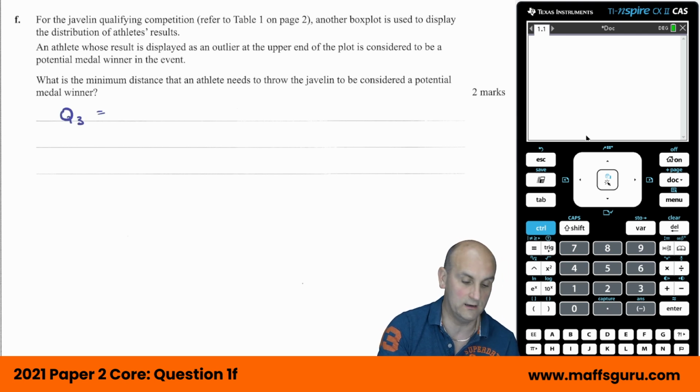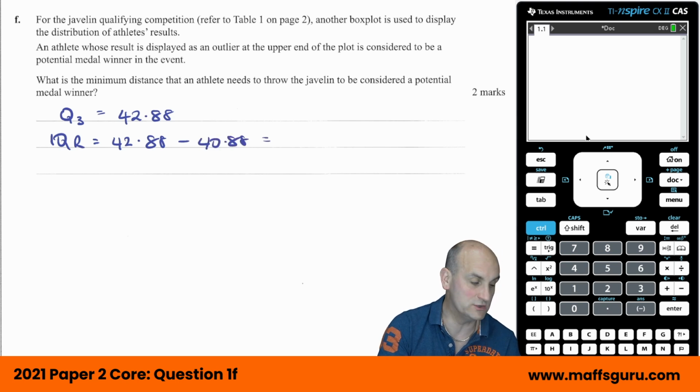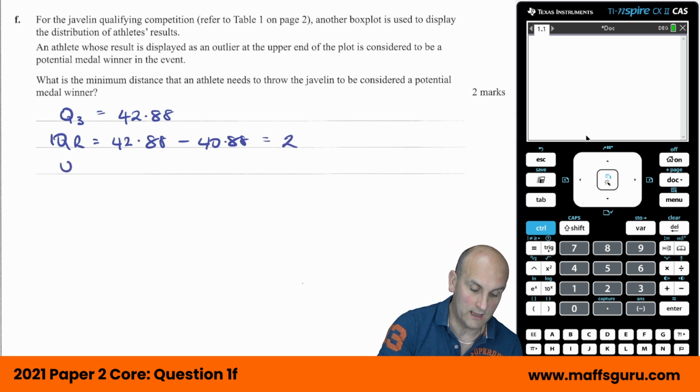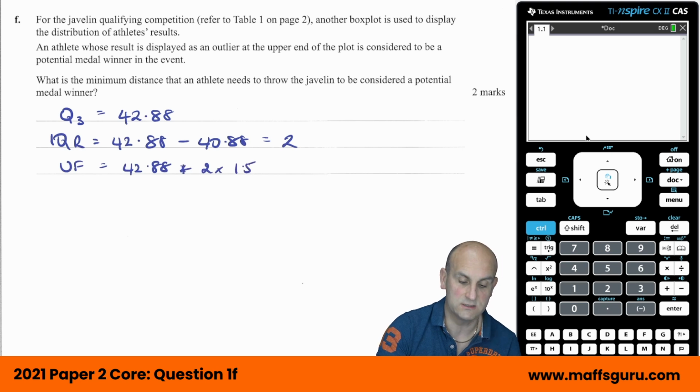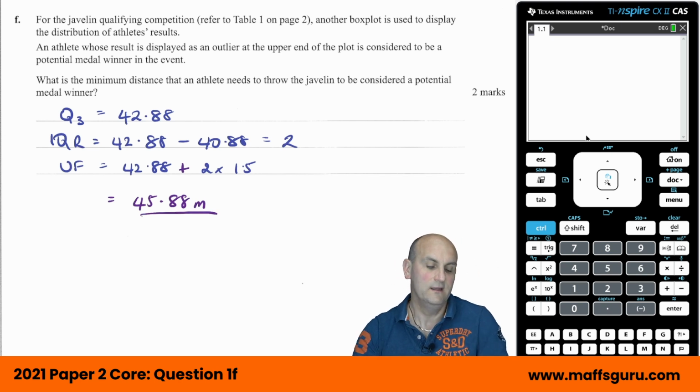So when I put that data in, I got Q3 was 42.88. I got the IQR to be 42.88 minus 40.88, right? So that was my value of Q3, just right off my calculator, which gave me an IQR of 2. So therefore, I knew that my upper fence was equal to 42.88 plus 2 lots of 1.5, times the IQR, which gave me 45.88 meters.